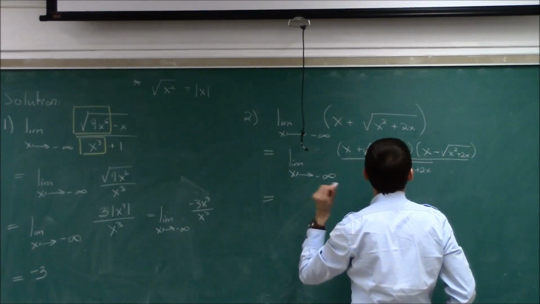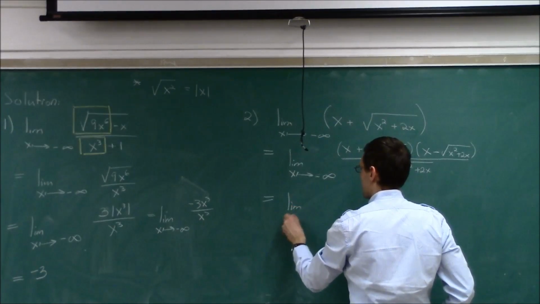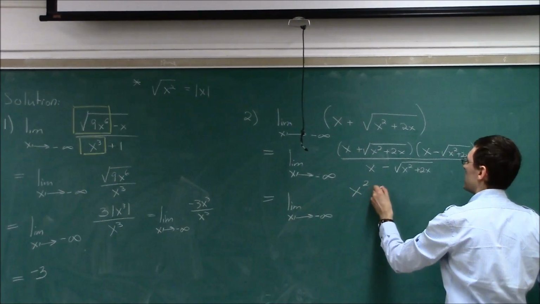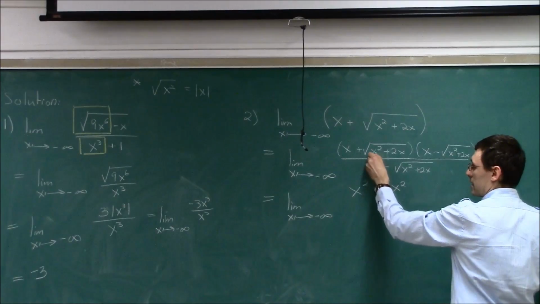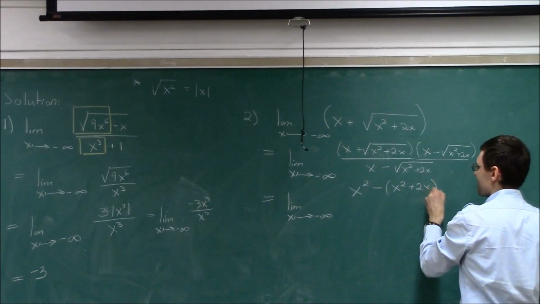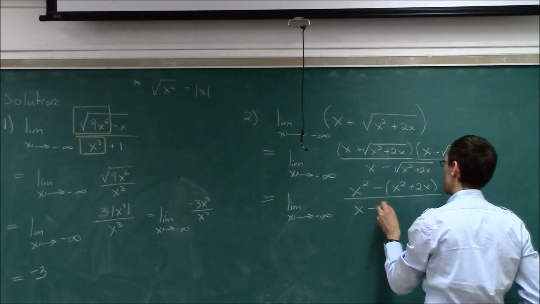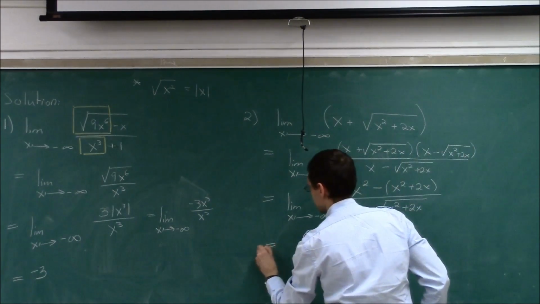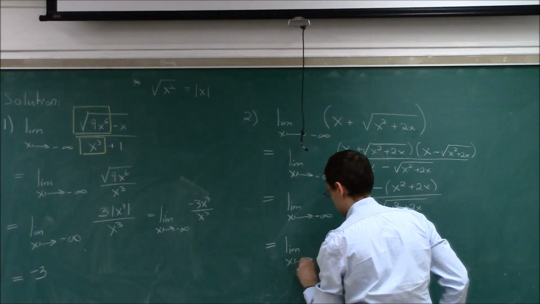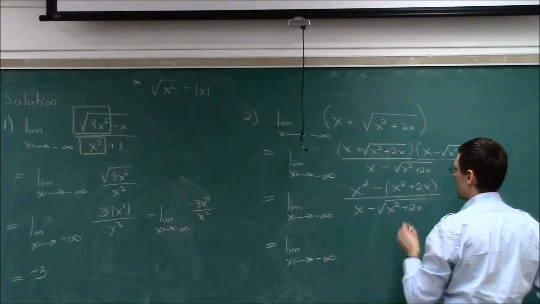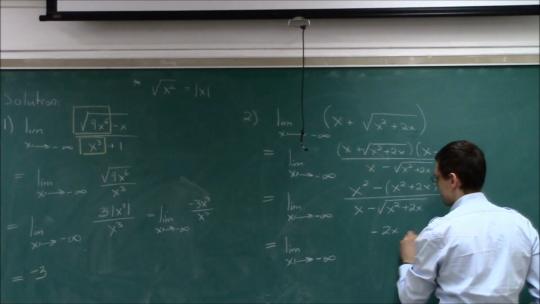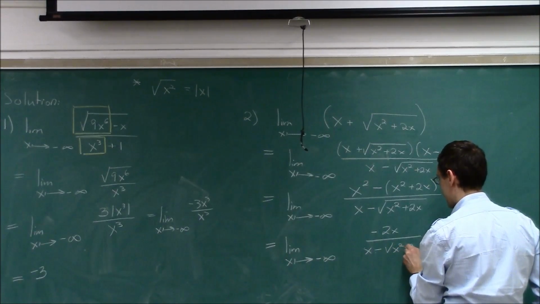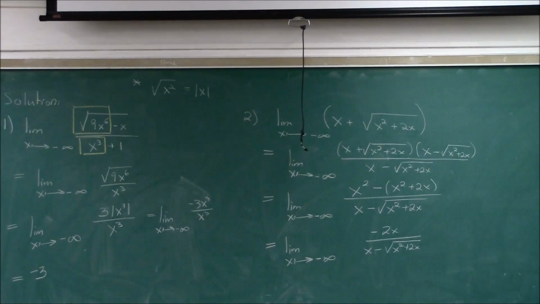The result is the limit as x goes to minus infinity of x squared minus, in parentheses, x squared plus 2x, divided by x minus root x squared plus 2x. So this is the limit as x goes to minus infinity of minus 2x divided by x minus the root of x squared plus 2x. Now it is in a form where I can try applying the box method.